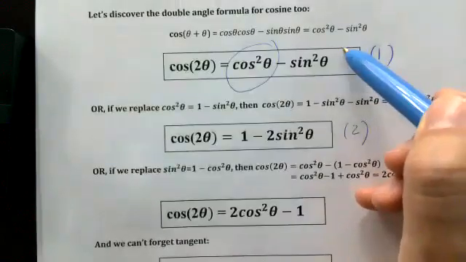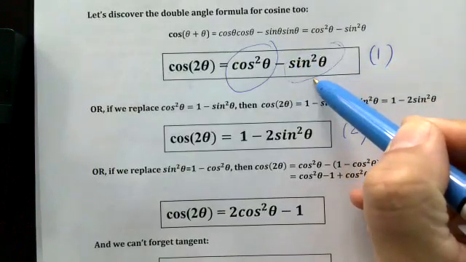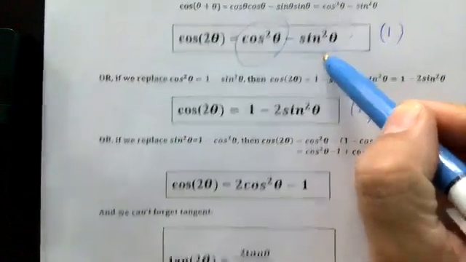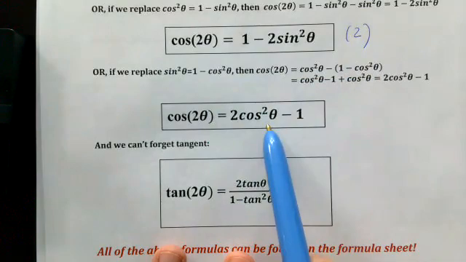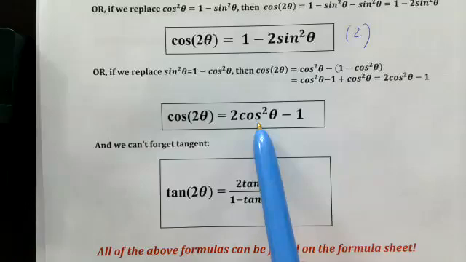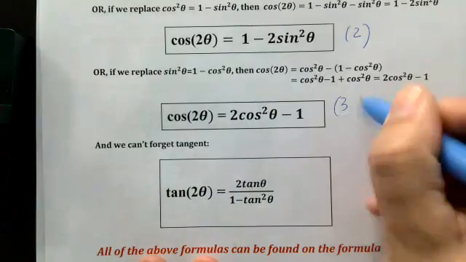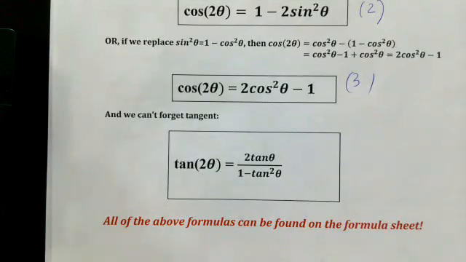And I can also do in the main one, the original one, a replacement for sine squared theta with the same Pythagorean identity, replace it with 1 minus cos squared theta. And when I do so, and you can read all of that, you're going to end up with a formula in terms of cosine only. So it's going to look like this: 2 times cos squared theta minus 1. And similarly, this is going to be our third one. And we're going to also have a tangent of the double angle, 2 times tangent of theta over 1 minus tan squared theta.